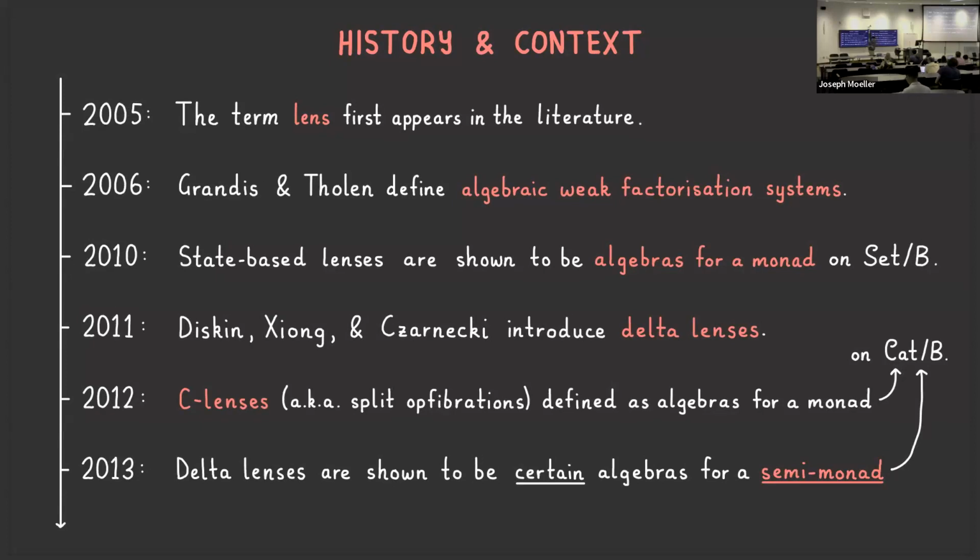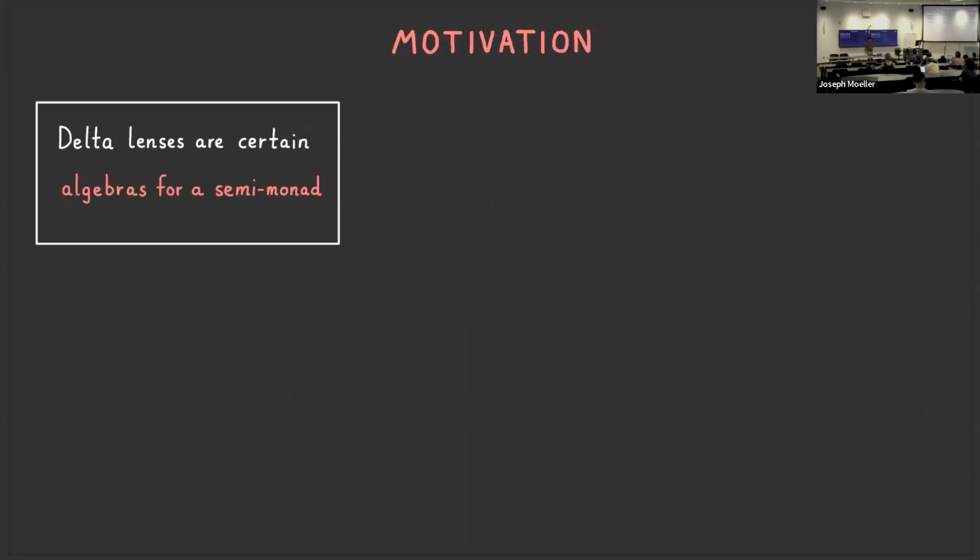Okay, so in the span of about 8 years, there's a bunch of work that's been done on different kinds of lenses in different contexts, modelling different kinds of situations. But we get to 2013 and this notion of delta lens is introduced, and somehow it doesn't fit in the framework of being algebras for a monad, only certain algebras for a semi-monad. So that's where the motivation for this talk starts. We have this result in the literature: delta lenses are algebras for a semi-monad. I should say that if you don't know what a semi-monad is, it's just a monad without a unit, the same way semigroups are.